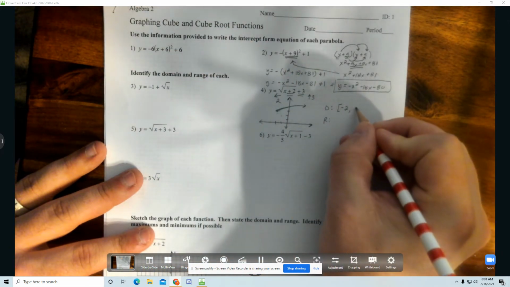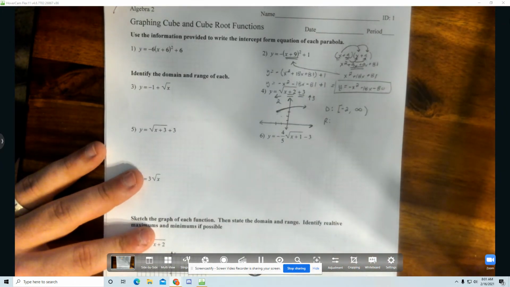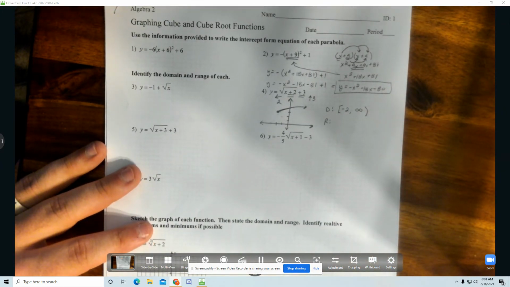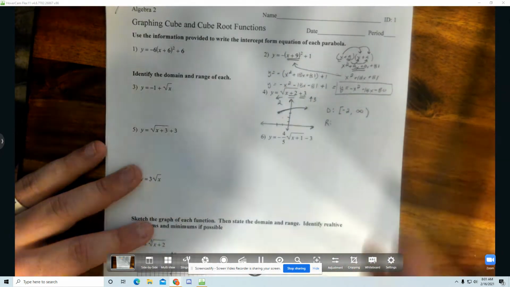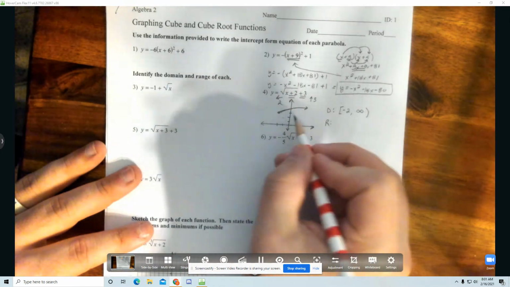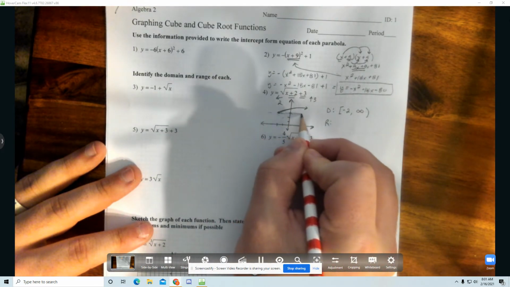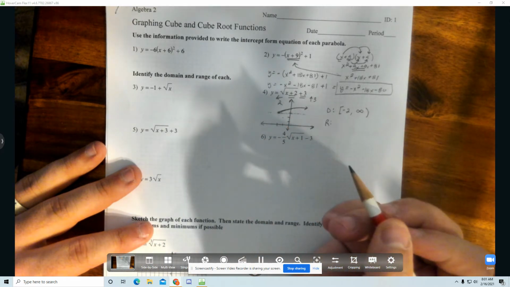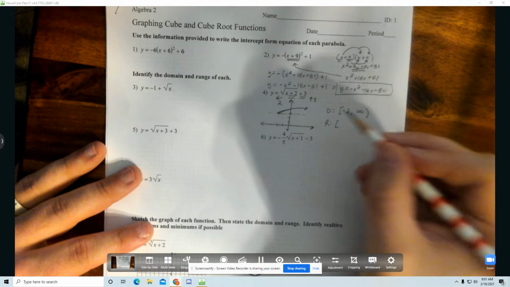And does it ever stop going to the right? No, it doesn't. So it goes out to positive infinity. And now what is my range here? Well, range is how tall the graph is. The graph's bottom is right here. So my range would be what? What's the bottom of this graph?